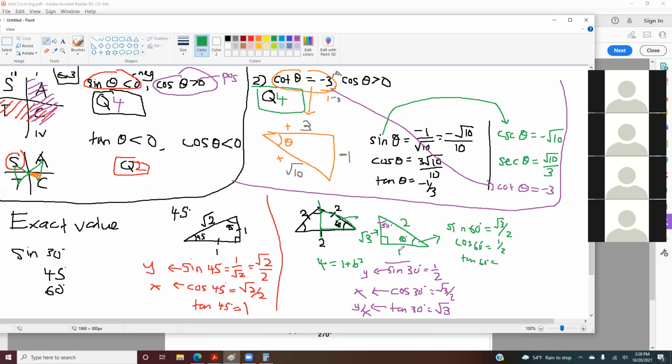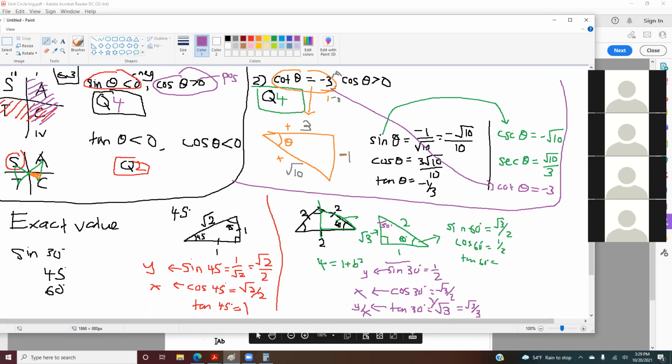Oh, this is wrong. Tangent, oh, this is wrong for tangent. Sorry for that. Tangent 30 degrees is not root 3. Tangent 30 is 1 over root 3, which is root 3 over 3. This is wrong.